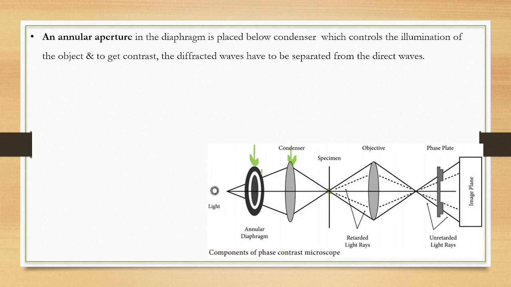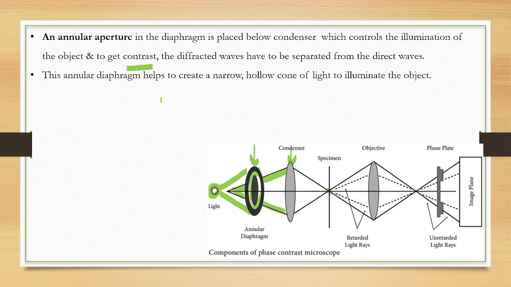Object is placed here. So to get contrast, now this is a source of light. Some light is diffracted away, so these lights are blocked by this darker region, which doesn't allow the light to pass through it. But only the central ring region, the slit, allows the light to pass through it to get a contrasting image, and it forms a cone of light. This is a cone of light. So this annular diaphragm helps to create a narrow hollow cone of light to illuminate the object which is placed here.